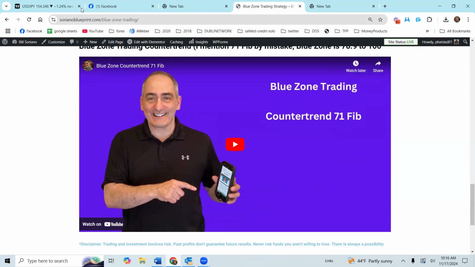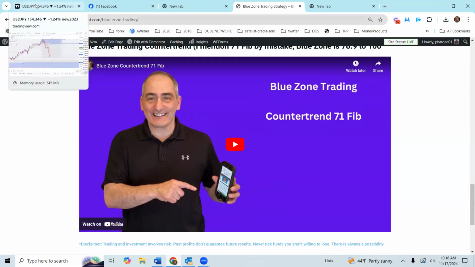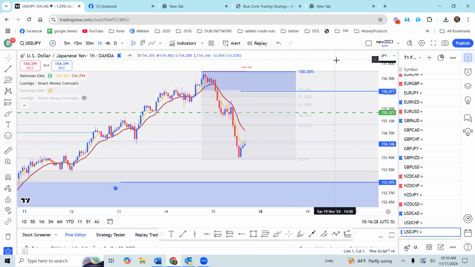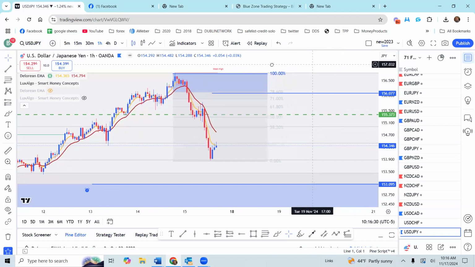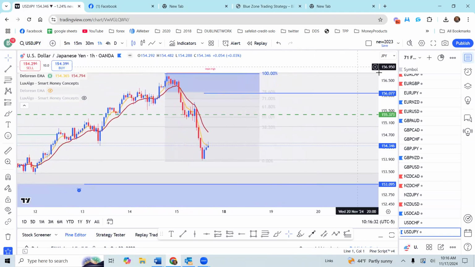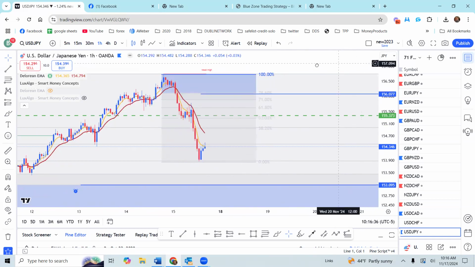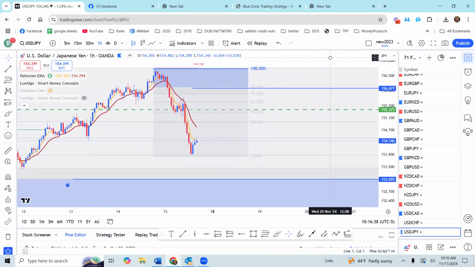So the idea behind the counter trend is this. And the counter trend is maybe for more advanced traders. Maybe if you're first starting out, you just might want to start with the higher time frame Blue Zone trading strategy, which is with the higher time frame trend.